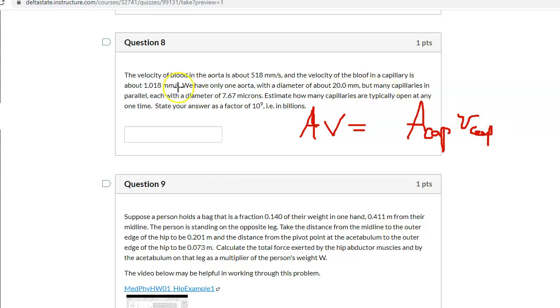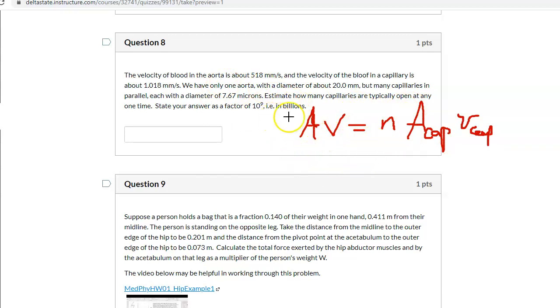What we don't know and what we're after is how many capillaries are open, because these are all in parallel. And so you're just going to multiply. They're going to add up. And so you're just multiplying by however many are open at any given time to get the total flow rate to be the same. And so all you're going to do is solve for n in this, right?